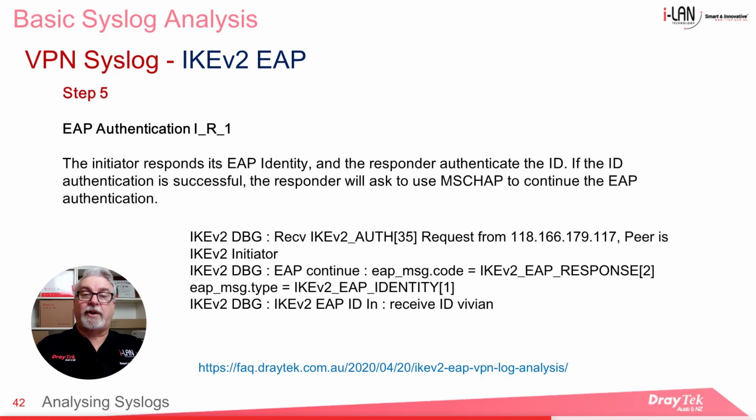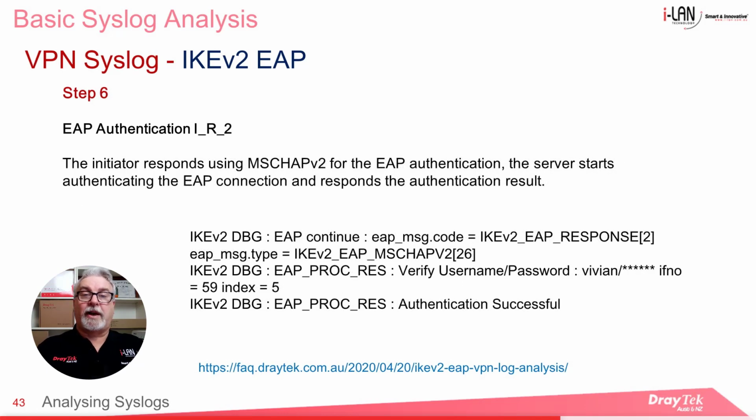Now you should see EAP authentication. Here the initiator responds with its EAP identity and the responder authenticates the ID. If the ID authentication is successful, the responder will ask to use MS-CHAP to continue the EAP authentication.